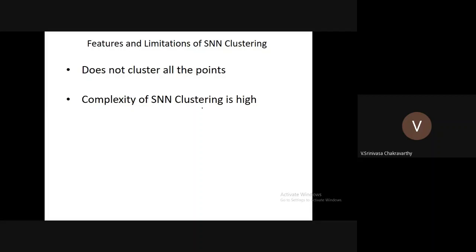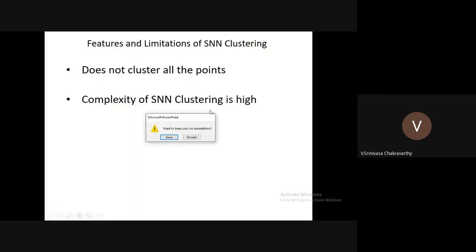Here you first compute the graph, then you sparsify it, then you find the nearest neighbors, and then find the shared nearest neighbor strength, and you get another graph. Then on top of that, you calculate the density and so on. So there are many layers of computation, and because of that the computational complexity is high, but the results are quite satisfying. So that is the last method in clustering techniques I want to discuss.